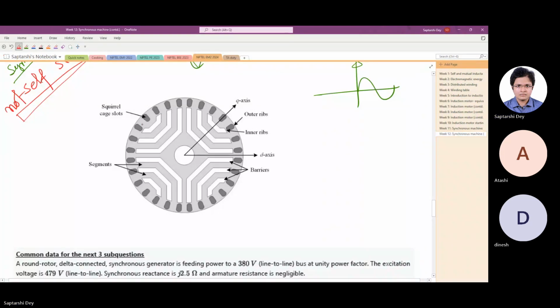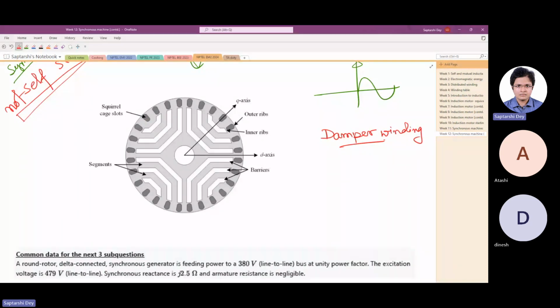So what happens is, this is also called damper winding. I will tell you why. Once you connect the synchronous machine to the grid, these squirrel cage slots start carrying current. Why? Because they are seeing changing flux. So they start carrying current and the machine starts as an induction motor.